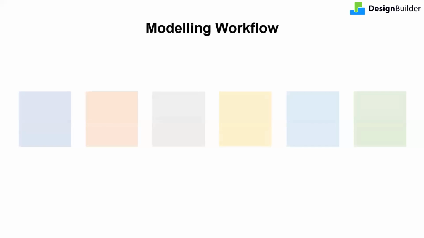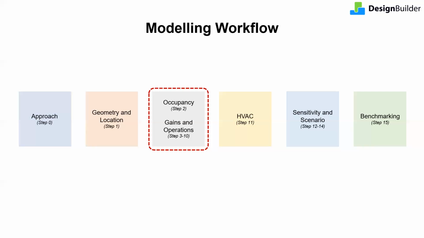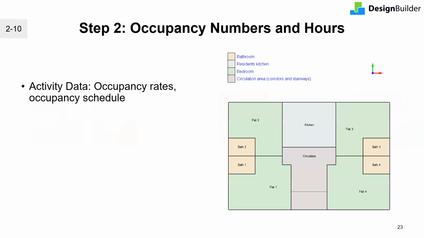So now back to our workflow itself. We have done the geometry and location setup. Now the next step is operating hours and occupancy. It's important that correct zoning and activities are defined for a model. The operating hours and occupancy schedules should be set as accurately as possible.